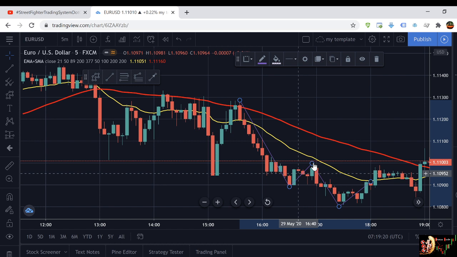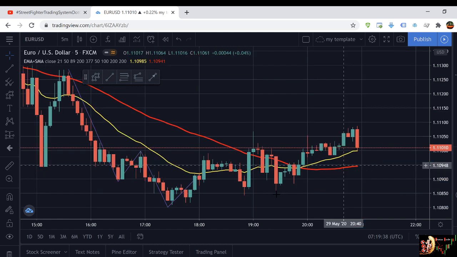So now, if we look at this one, the SMA starts angling up. We have an impulse, it retraces to the 21. The candle is fairly bearish, right? So we cannot put a buy stop above this one.